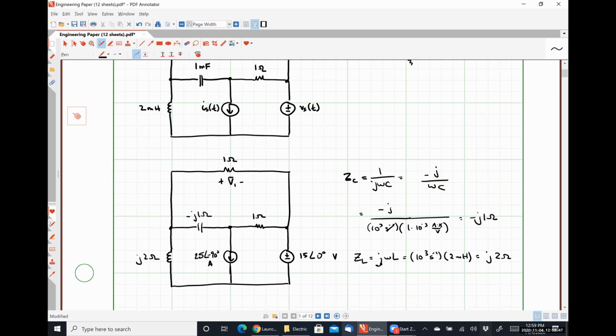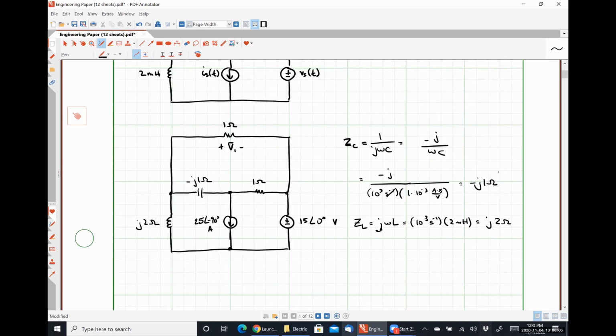So our goal here is to attempt to work this problem without employing nodal or mesh analysis. So what can I do? Yeah, I literally just said not using nodal and mesh. I immediately regretted what I said.